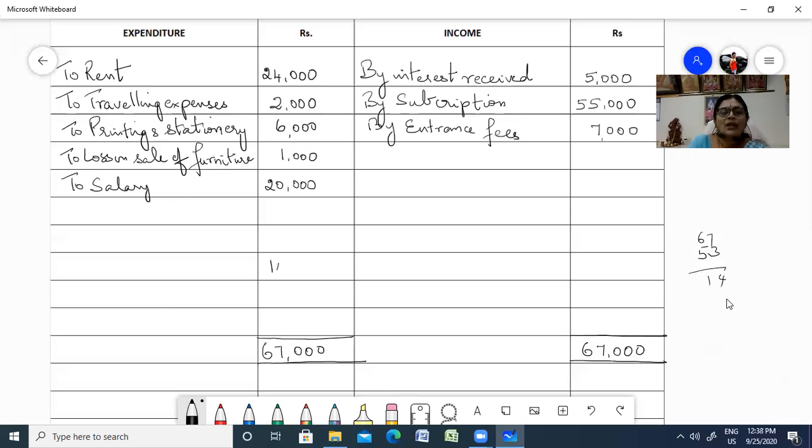When you have a debit balance, it is a surplus. To surplus. So you have enough money to meet all the expenses, isn't it? To surplus, excess of income over expenditure.